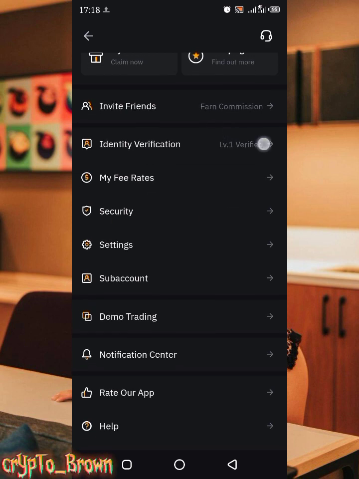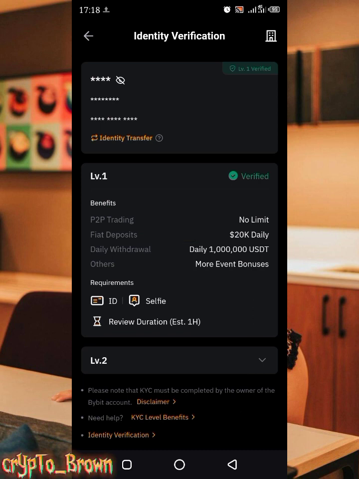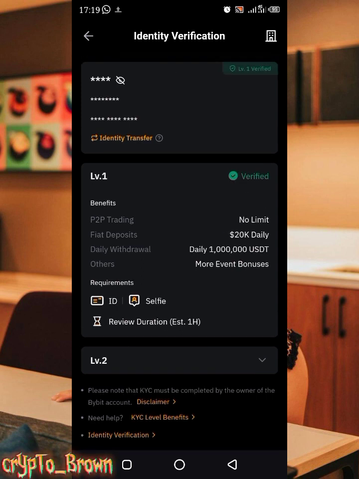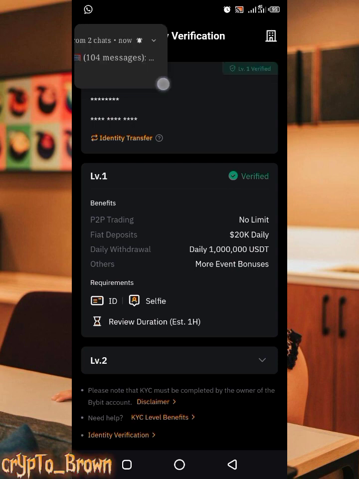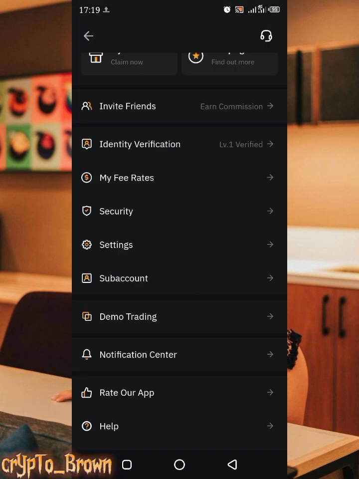For the identity verification, you need to make sure that you have verified your first level. The level 2 is not really mandatory, so you can just skip that one and let's move ahead.